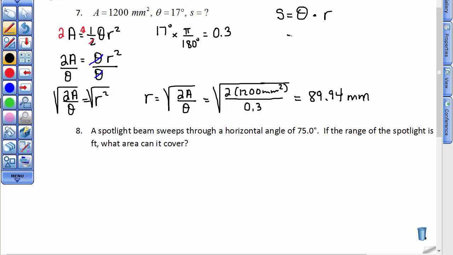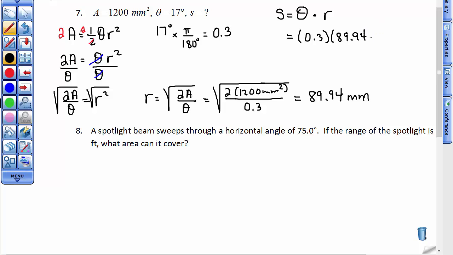But now I'm going to come on up over here. Finally, I'm going to find the arc length by taking the value for theta, which is 0.3 radians, times the radius of 89.94 millimeters.